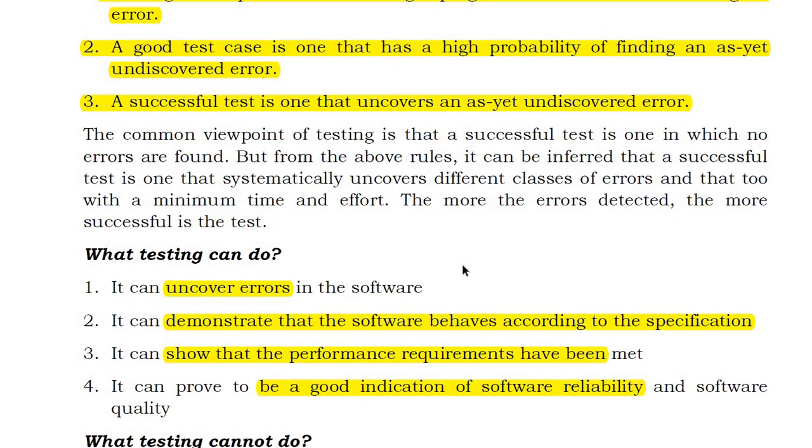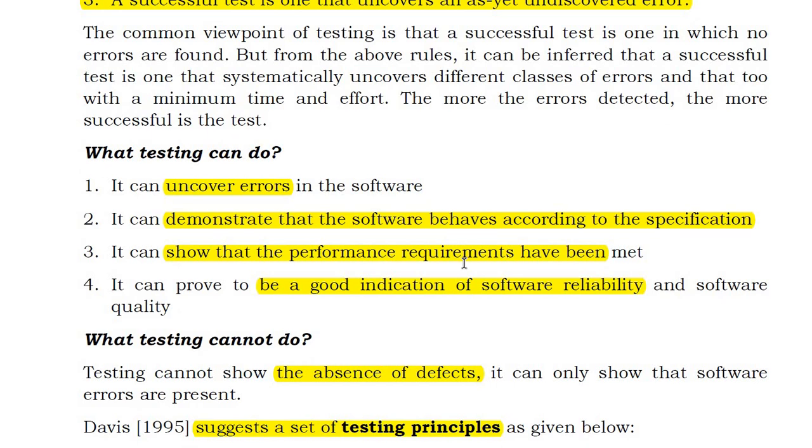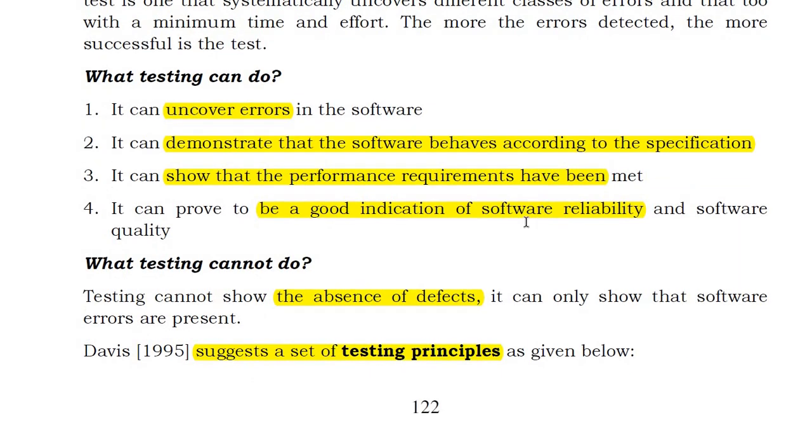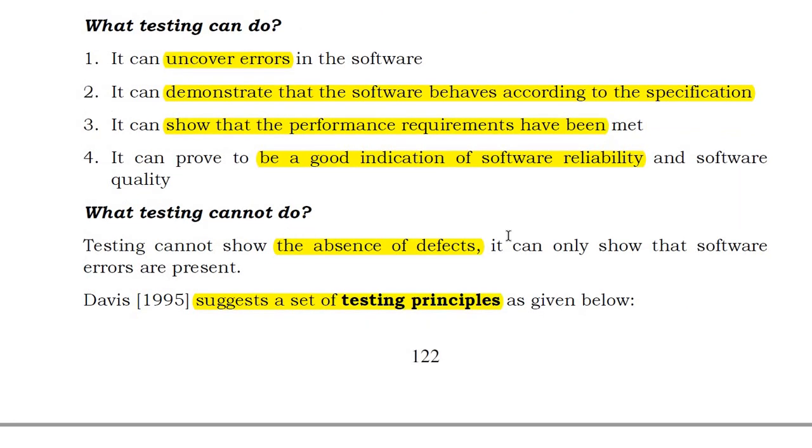What can testing do? It can uncover errors in the software. It demonstrates that the software behaves according to the specification. It shows that performance requirements have been met. It can prove to be a good indication of software reliability. Second, what testing cannot do: testing cannot show the absence of defects.